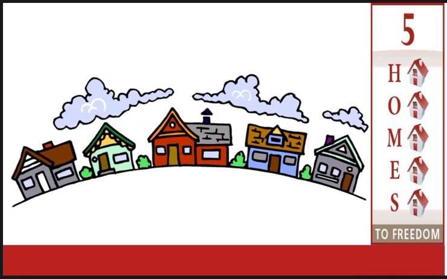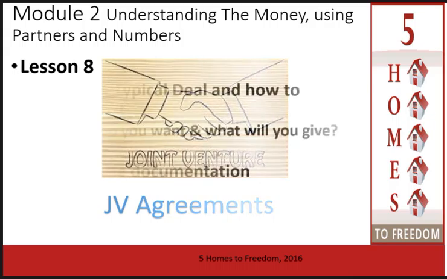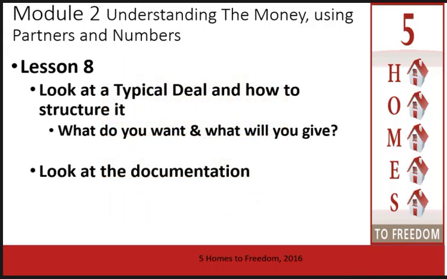We are still in Module 2, Lesson number 8, and we're going to be talking about joint venture agreements or joint venture partnerships, and it's one of my favorite topics. So let's just jump right in. In Lesson 8, we're going to take a look at a typical deal and how to structure that deal. Figure out what it is you want out of the deal and what you're going to give up for that deal as well. And then we're going to look at the documentation that's attached to that. So it doesn't sound like we're going to talk about a whole lot, but we've got lots to cover.